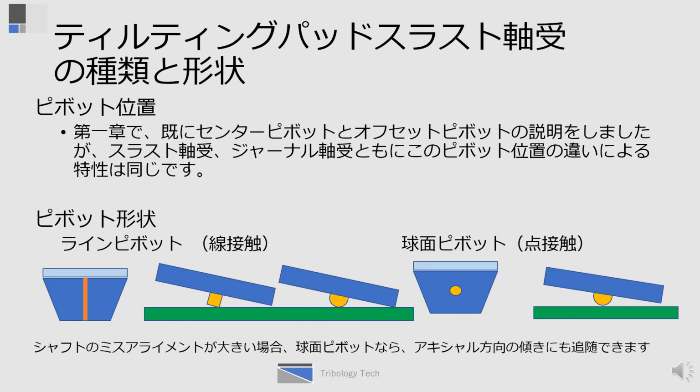Tilting pad thrust bearing types and shapes. Pivot position. In Chapter 1, we have already discussed the center pivot and the offset pivot, but the characteristics of both thrust and journal bearings due to this pivot position difference are the same. Pivot shape. Line pivot: line contact. Spherical pivot: point contact. If the shaft misalignment is large, the spherical pivot can follow the slope in the axial direction.